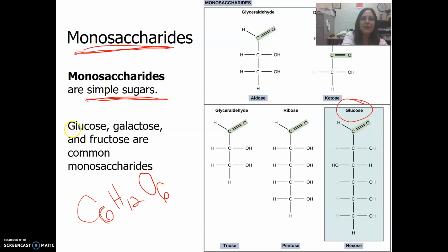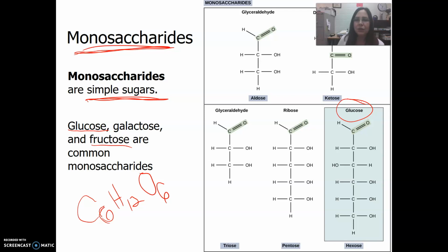And that is the same chemical formula for glucose and for fructose, but they're just structurally a little different. The glyceraldehyde is a 3-carbon sugar, so we call that a triose sugar.